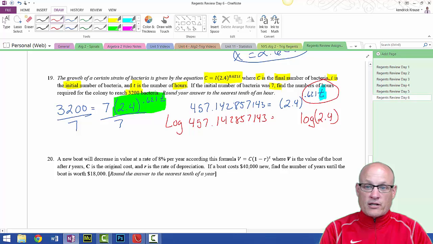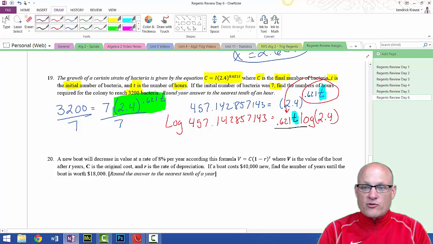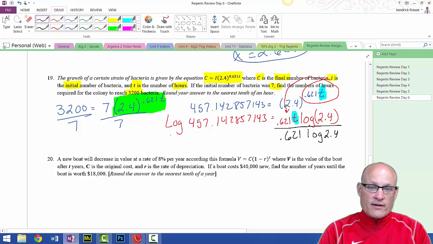Well, if you remember correctly, exponents come in front of the word log, so it's 0.621 T times log 2.4. Now, I need to get this T all by itself, so everything that's around it has to go. So we're going to divide both sides by 0.621 times log of 2.4. So this goes and this goes.